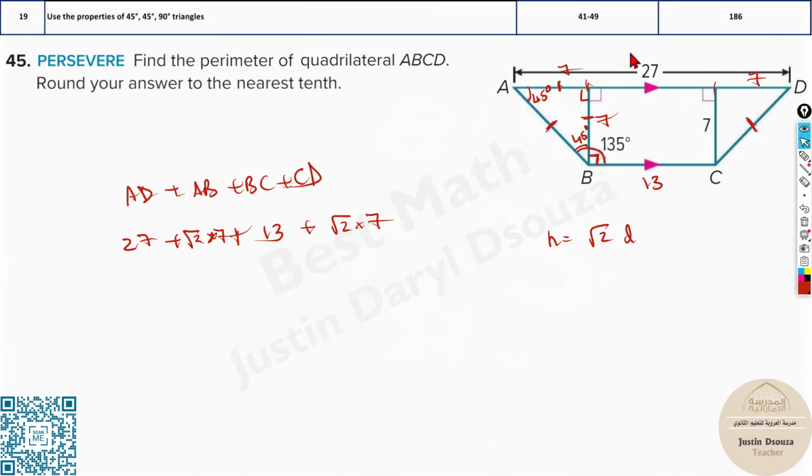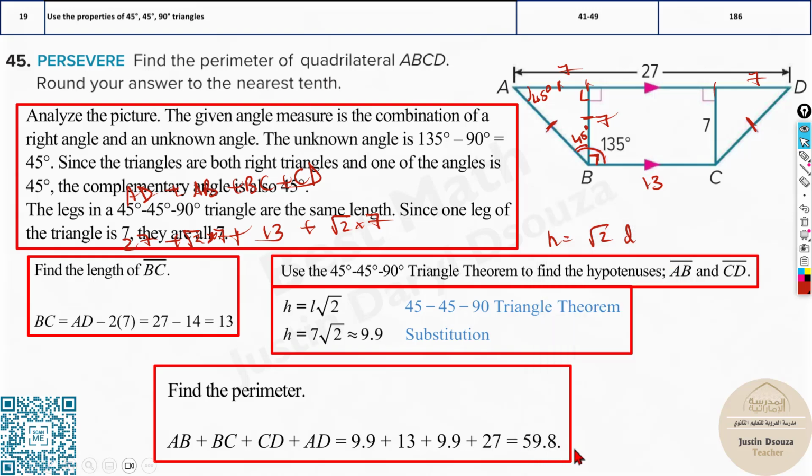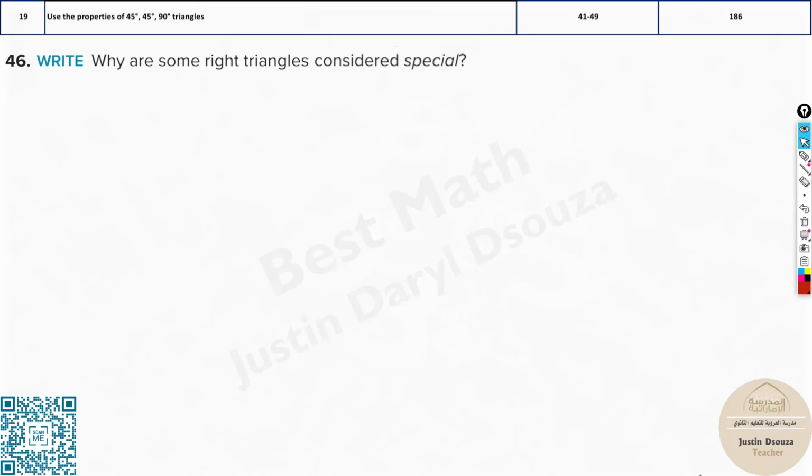You can just put it in the calculator now. So all you need to do is 27 plus square root 2 times 7. You can multiply this by 2 because it's repeated, or I'll just write it out directly. And over here again we have to repeat it. The answer is 59.8, nearest tenth, right? 59.8 is the answer. That's how we can easily solve this one.